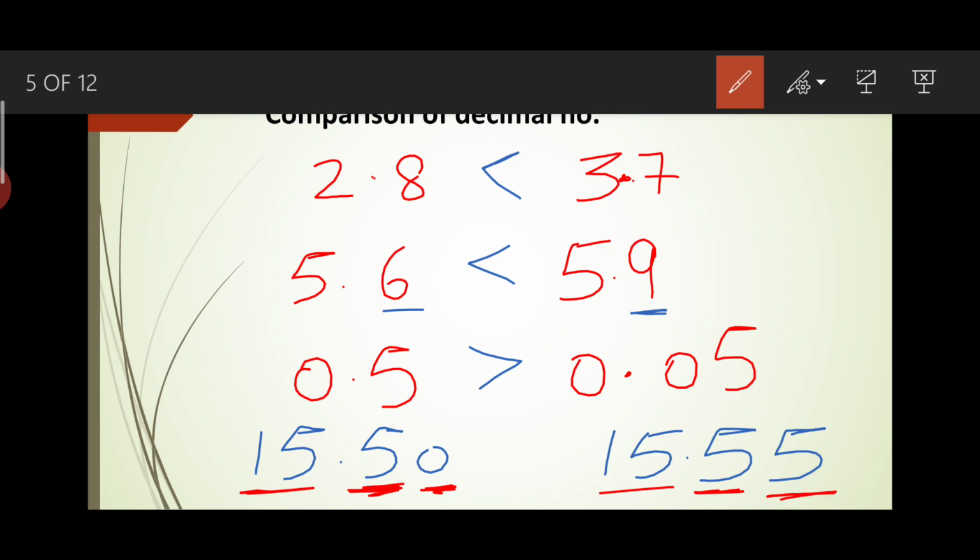So what we can say is that 5 is greater, this 5 is greater than 0, so we can say 15.55 is greater than 15.50. I hope comparison of decimals is clear to you.